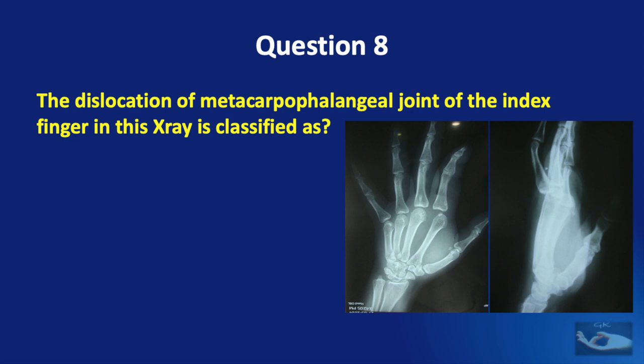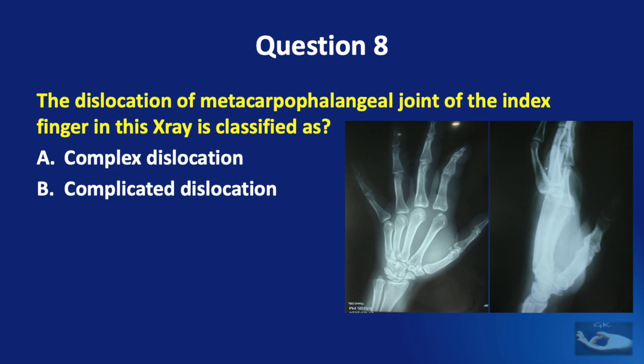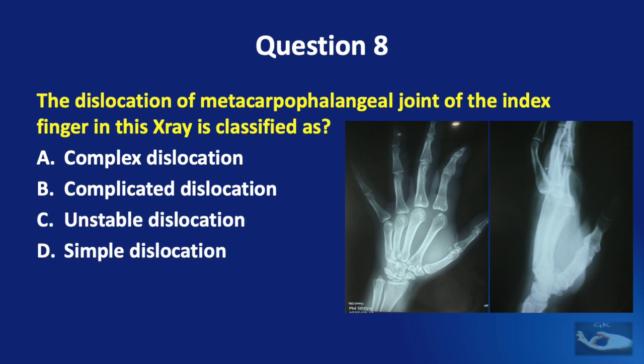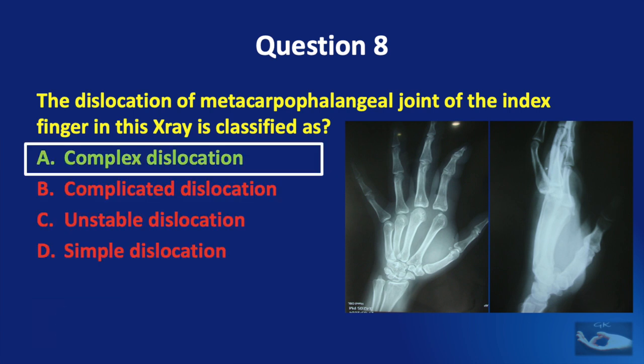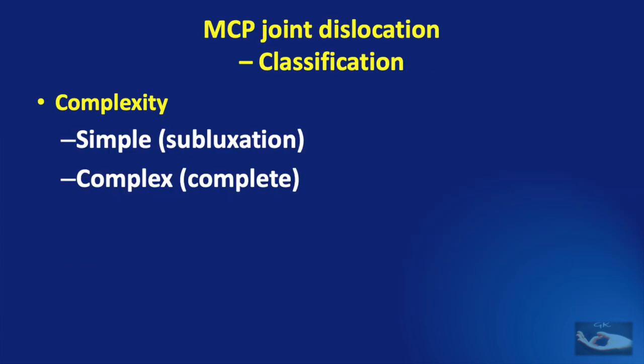Question number 8. The dislocation of metacarpophalangeal joint of the index finger in this X-ray is classified as complex dislocation, complicated dislocation, unstable dislocation, or simple dislocation. And the correct answer is, the X-ray shows a complex dislocation of the metacarpophalangeal joint of the index finger. As far as metacarpophalangeal joint dislocations of the fingers are concerned, they are classified in different ways. But the classification according to the complexity of the dislocation is either simple or complex.